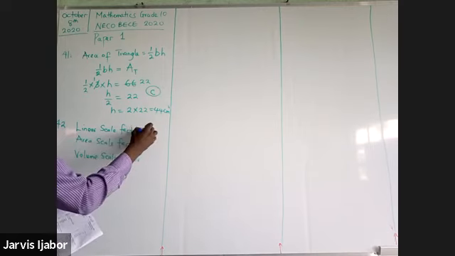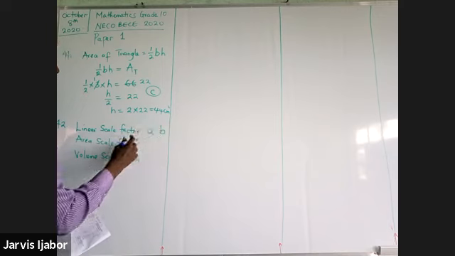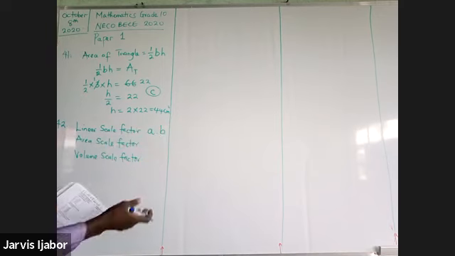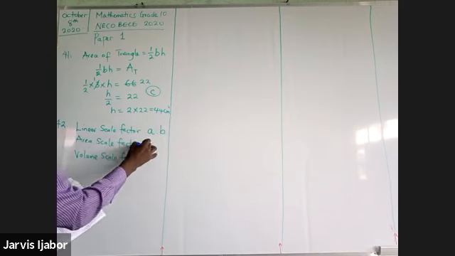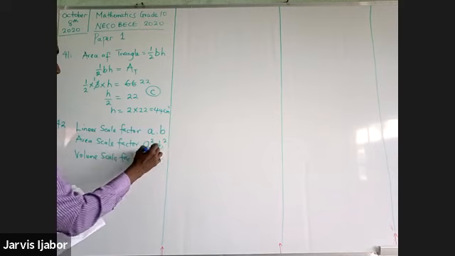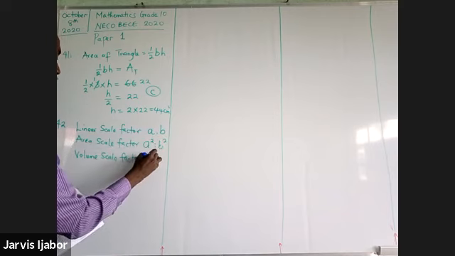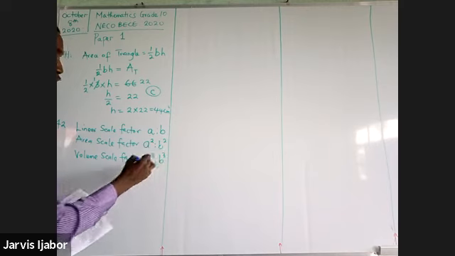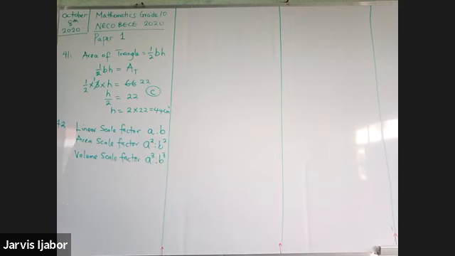So for linear, if you take two measurements, A and B, of two different materials, it will be A is to B. So area will be what? A squared is to B squared. And volume will be what? A cubed to what? B cubed. Right, so that takes care of the scale factors described.